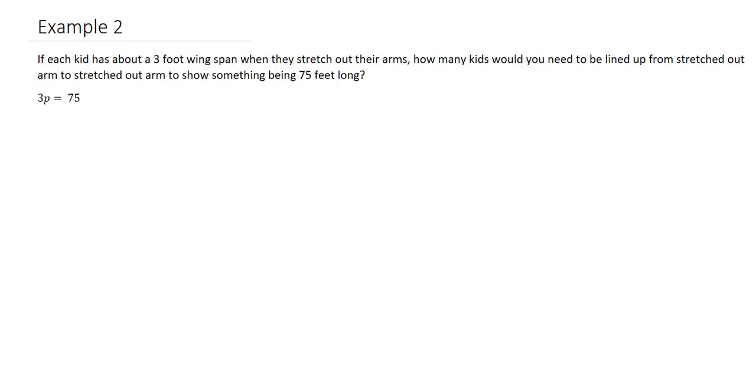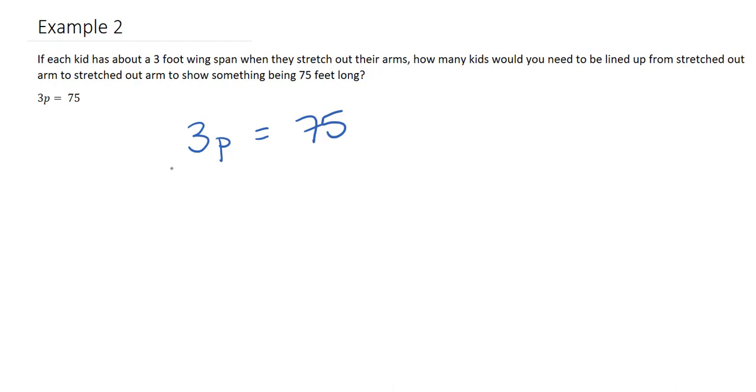Example 2: if each kid has about a 3-foot wingspan when they stretch out their arms, how many kids would you need lined up from stretched out arm to stretched out arm to show something being 75 feet long? We're trying to show them scale. We have a 75-foot thing that we want to show them how long it is, and if each kid has about 3 feet, we need to solve for how many kids there need to be. So 3p equals 75.